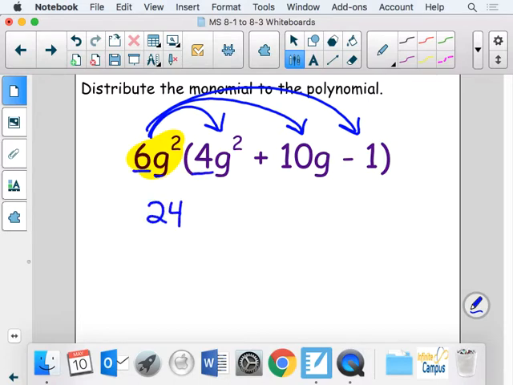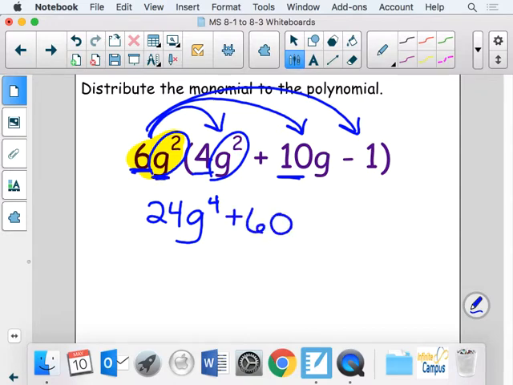When we're multiplying, we're adding exponents. So I have g squared times g squared to make g to the 4th power. Okay, next I have 6 times 10 is 60. G to the 2nd power times g to the 1st power is g to the 3rd power.